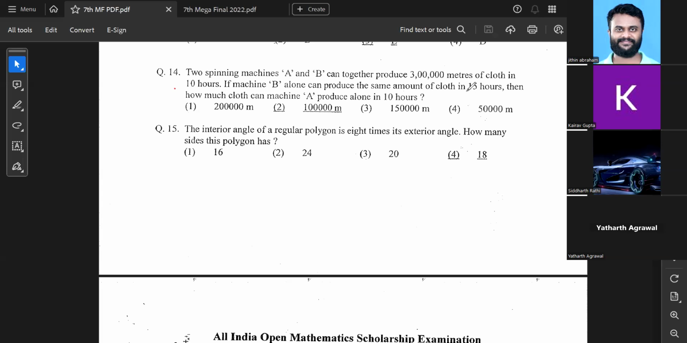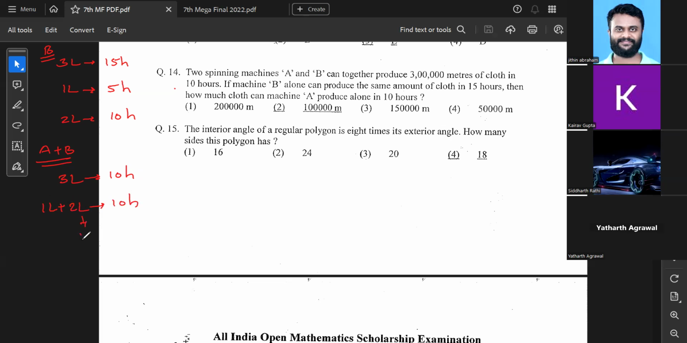So for those who might have not understood what she said, I'll explain. B alone can produce 3 lakh meters in 15 hours, which means 1 lakh is produced in 5 hours. So in 10 hours, 2 lakh is produced by B. Now, they have said that A and B combined produce 3 lakh in 10 hours. So this 3 lakh can be broken down as 1 lakh plus 2 lakh.